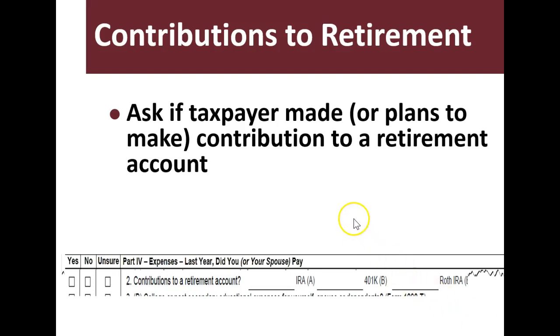Now, on your intake interview form, you'll see a box, Contributions to a Retirement Account. And you'll see IRA, 401k, and a Roth IRA. Again, the one we're going to be dealing with today is the one they're referring to as the 401k, the Retirement Savings Contribution Credit.